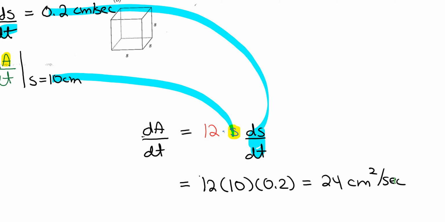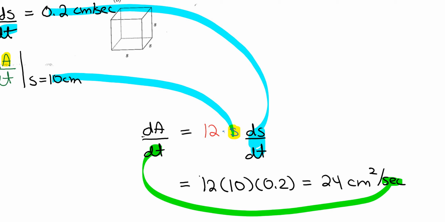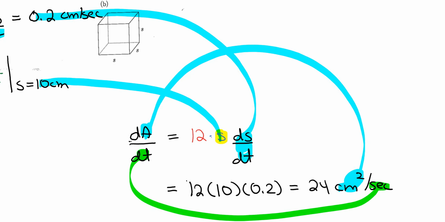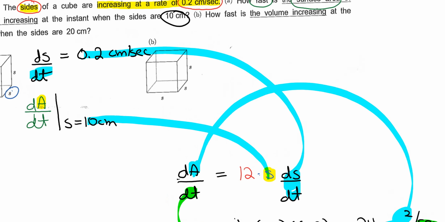Remember, when you're checking your units, time is always on the bottom, and in this case, area is centimeters squared, so that matches up with the variable in the numerator there. So that answer does make sense for this particular case. Okay, let's move on to part B now.